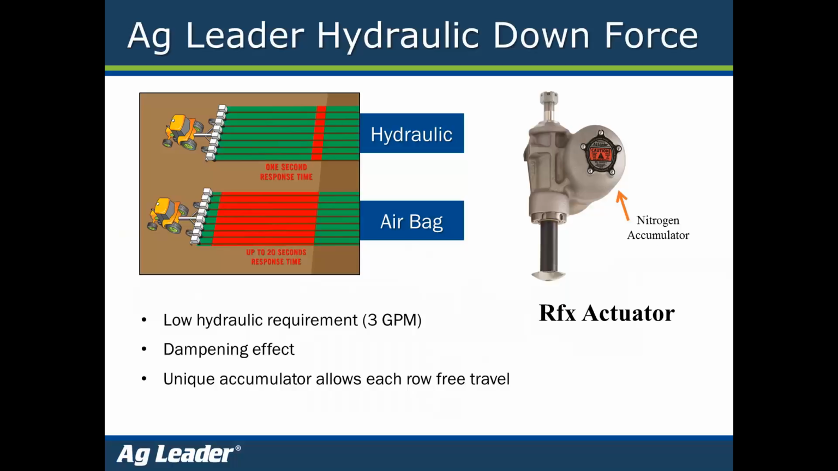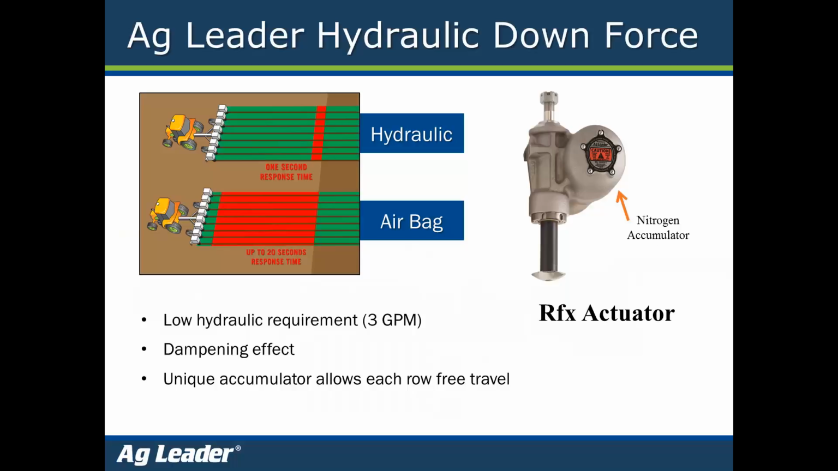The Ag Leader hydraulic downforce system is centered on the hydraulic actuator, which has a low hydraulic requirement and provides a dampening effect for the row unit. Smoother row unit ride means better singulation and seed spacing.